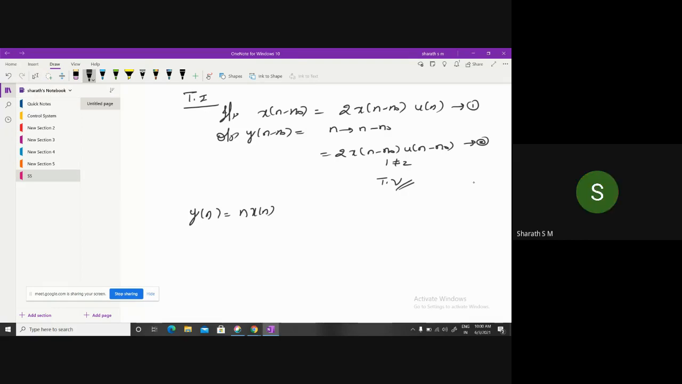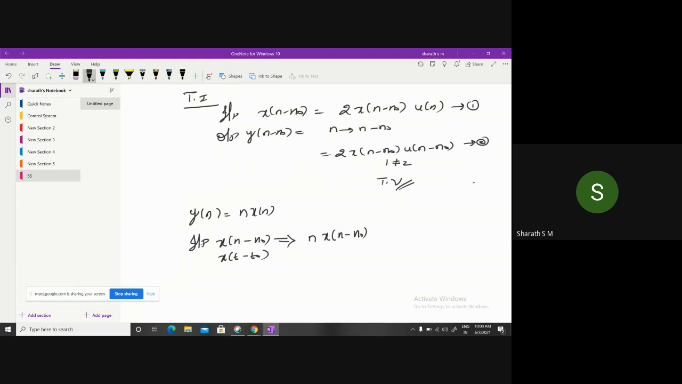So just look here, all of you. First we need to check for input. So for x of n, we need to write it as x of n minus n naught for a discrete signal. For a continuous signal, if we have x of t, we have to make it x of t minus t naught. So in this problem, we have n into x of n. So we are going to perform the shifting operation only for the input side.